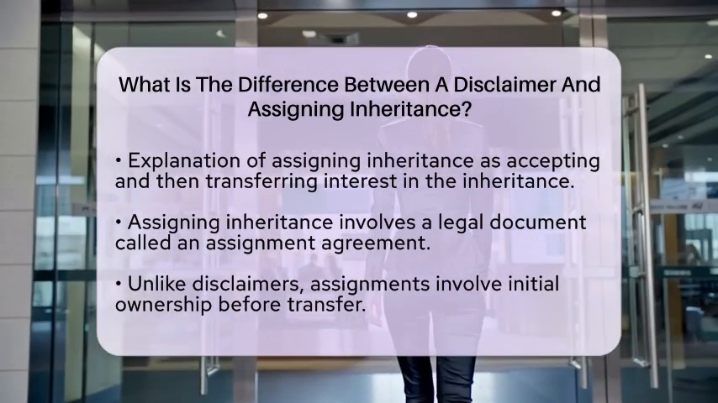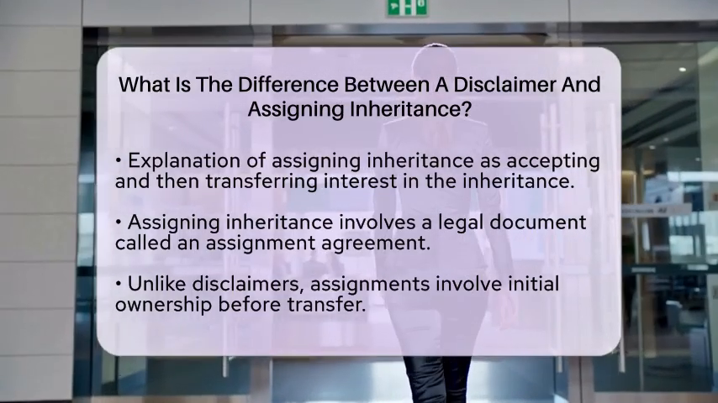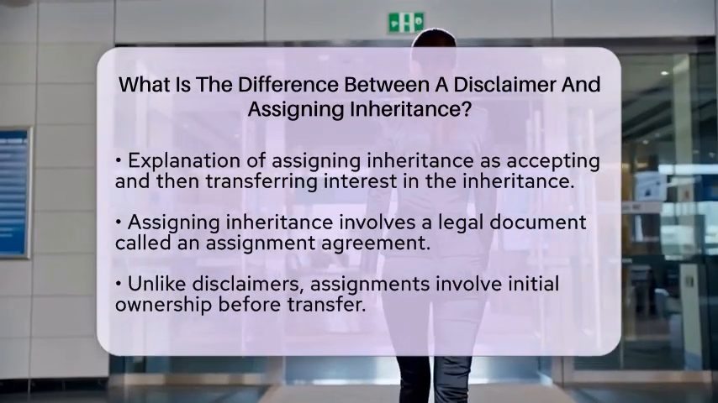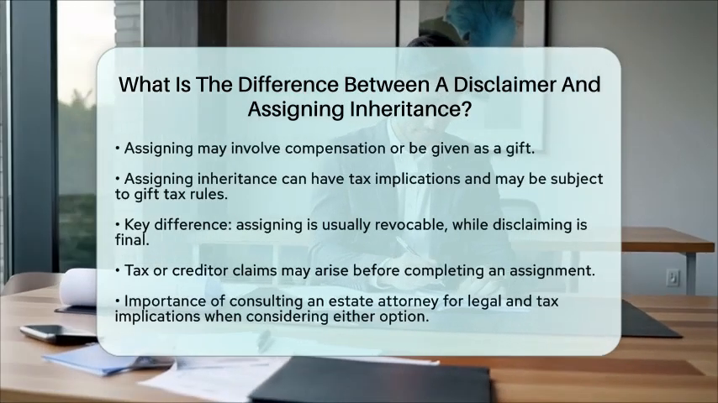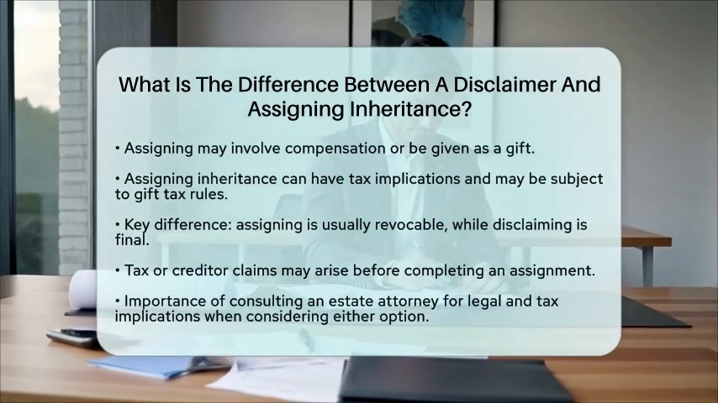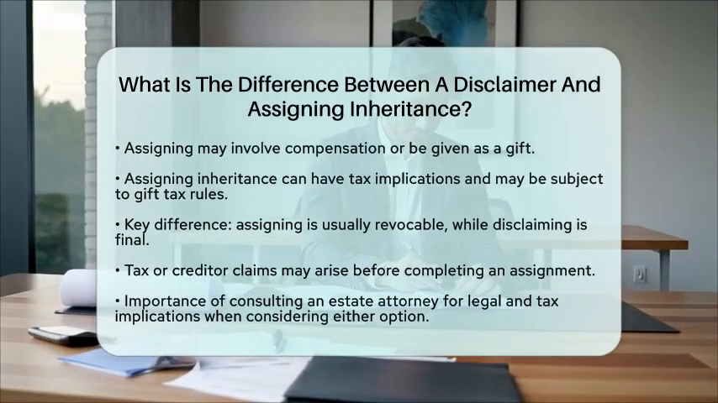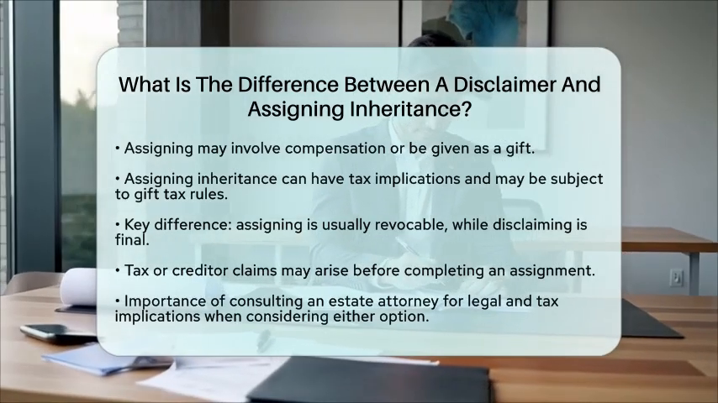Assigning inheritance can have tax implications, and it may be subject to gift tax rules depending on the situation. One key difference is that assigning inheritance is usually revocable or modifiable, while a disclaimer is final. Additionally, when you assign inheritance, you may face tax or creditor claims before the assignment is completed.